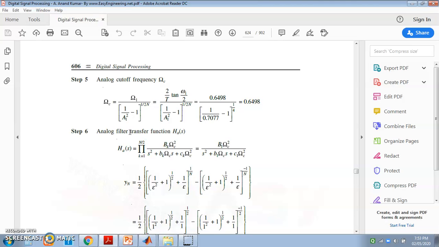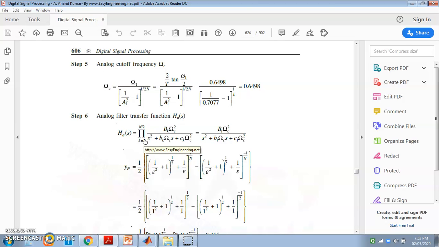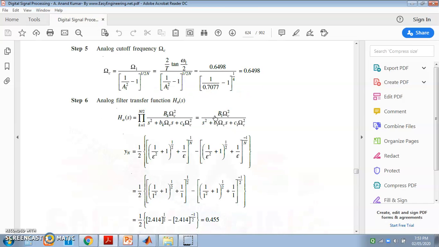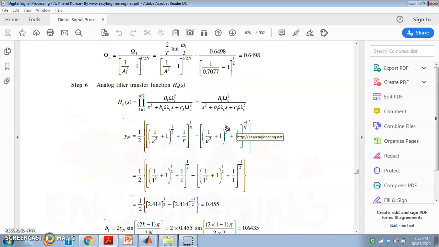Once I know the cutoff frequency, the next task is to determine the transfer function of the analog filter. This transfer function is given by HA of S equal to the product of terms over k ranging from 1 to N by 2 of B k Omega c square upon S square plus b k Omega c S plus c k Omega c square. You need to calculate all these terms from the analytical solution, that is B1 Omega c square upon S square plus b1 Omega c S plus c1 Omega c square. Here capital B1 and small b1 need to be calculated, and c1 is also calculated from the analytical terms mentioned in the solution.